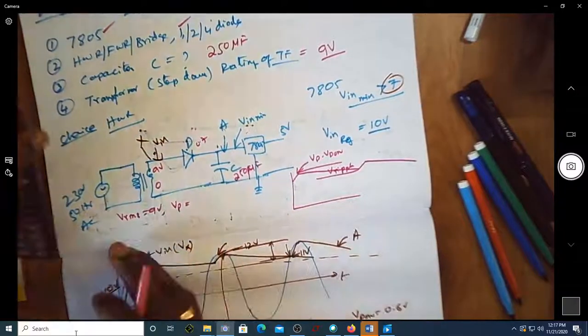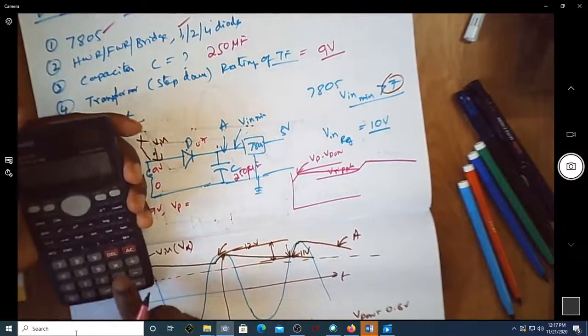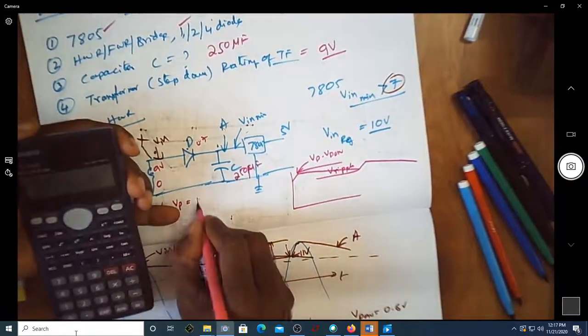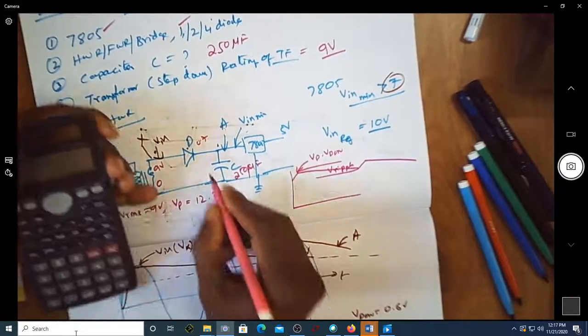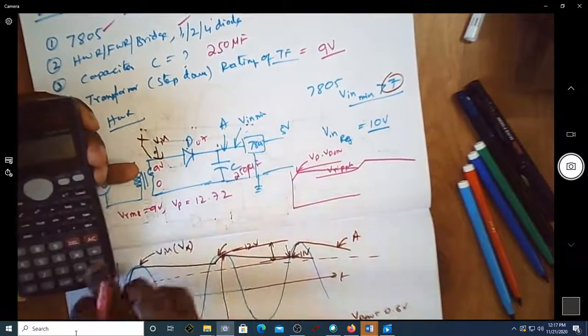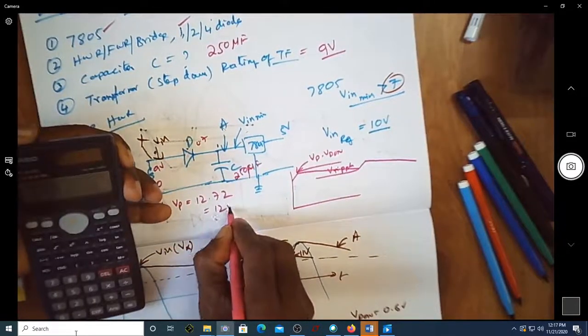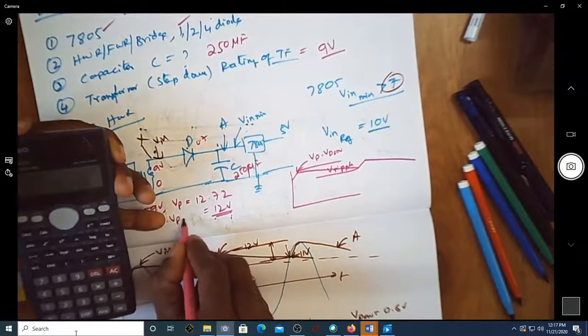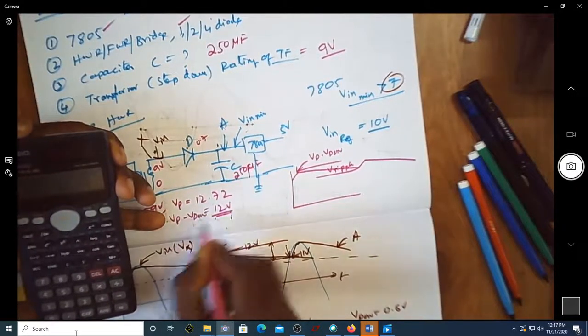Vp is 9 into root 2, so this will be 9 into root 2. I am getting it as 12.72. With minus 0.7, it will be 12 volt. So at this point you have 12 volt, that is Vp minus Vd on is 12 volt.